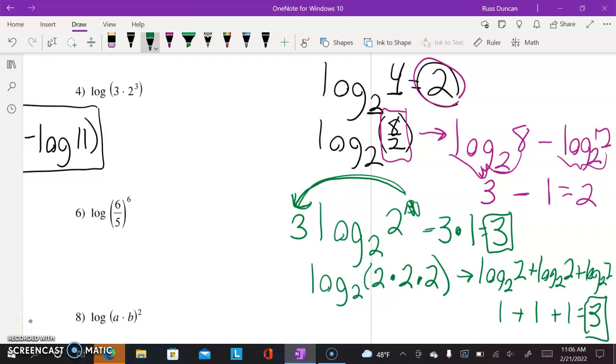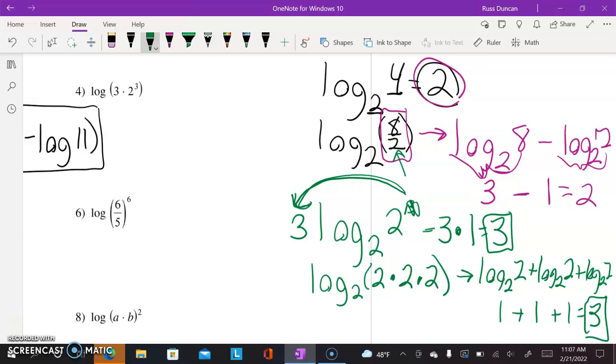But these are the 3 rules. If you multiply and it's all inside the same logarithm, you can break it into 2 separate logs and add. If you divide, you can break it into 2 separate logs and subtract. If you have it raised to a power, you can bring it out to the front and work from there.